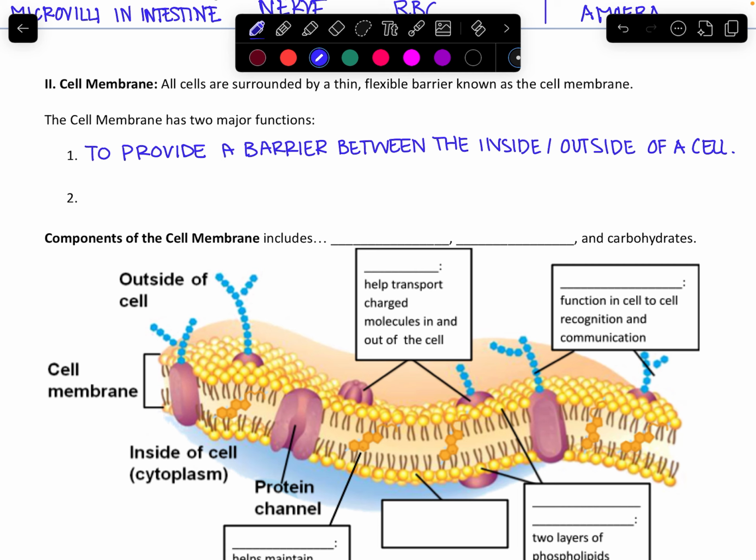The second thing that this membrane does, in addition to creating that primary structure of the cell, is it helps transport materials or control what materials are transported in the first place into and out of the cell. So it controls what's able to enter and leave that cell.